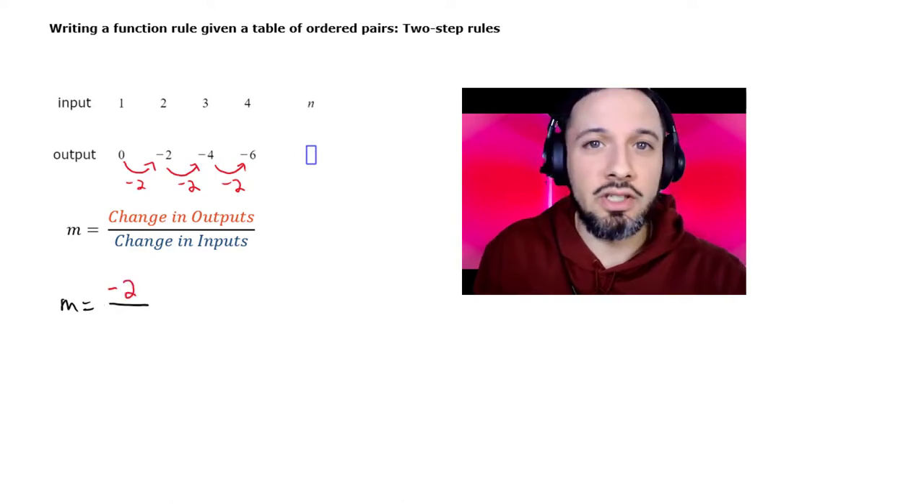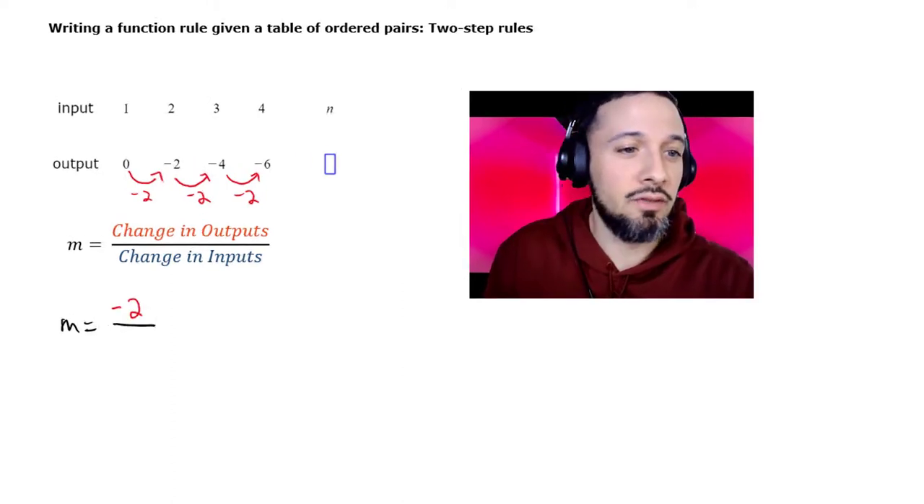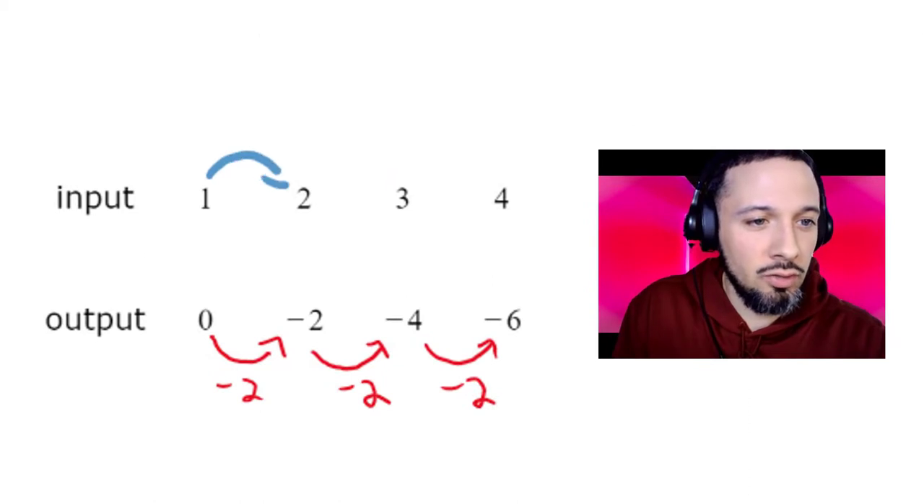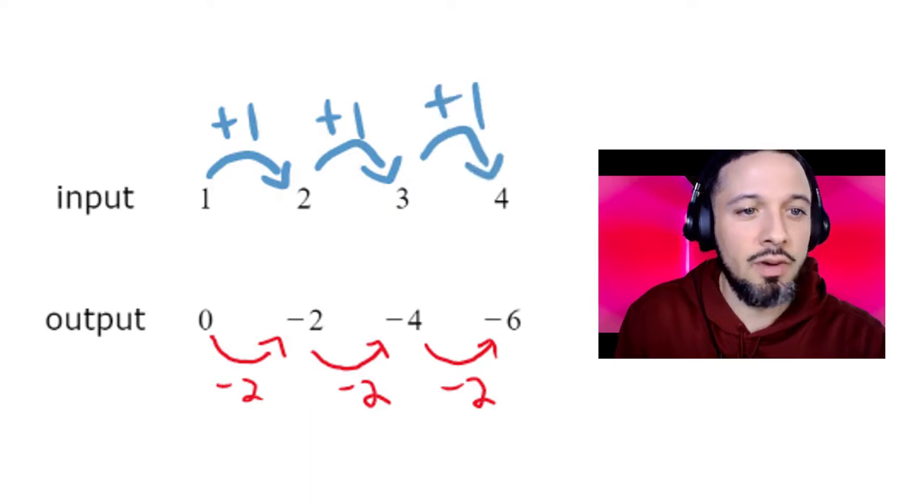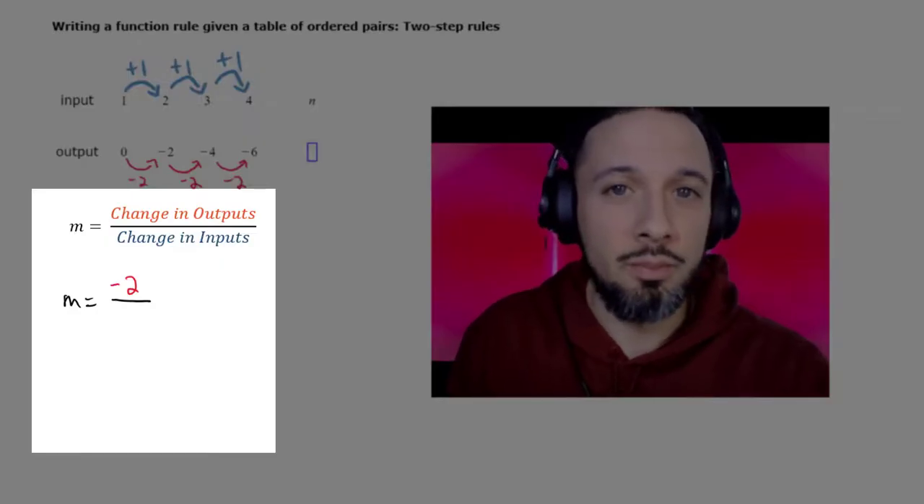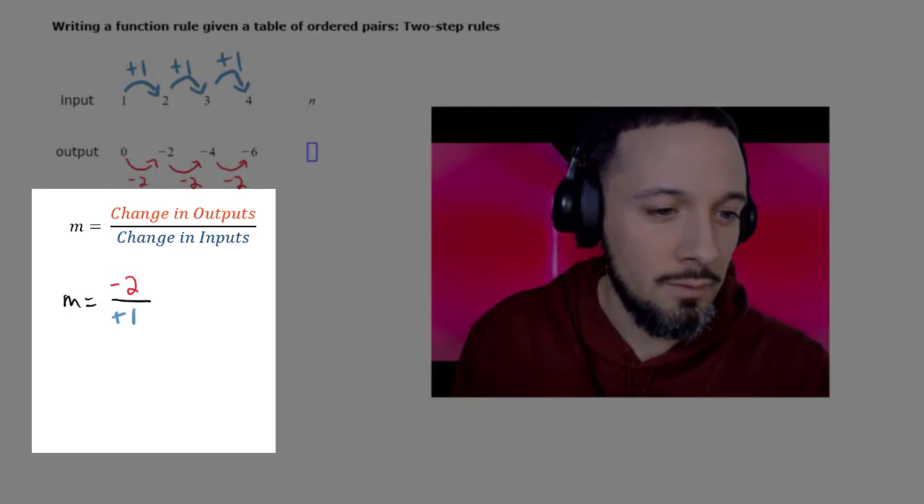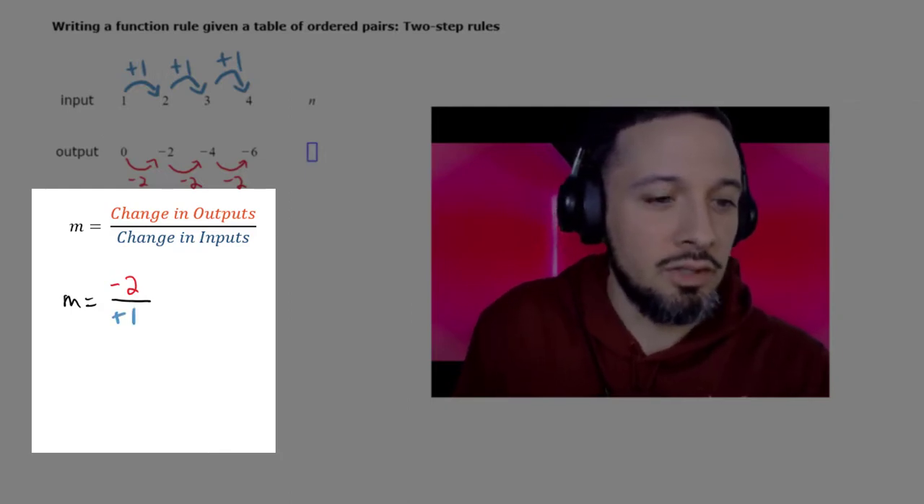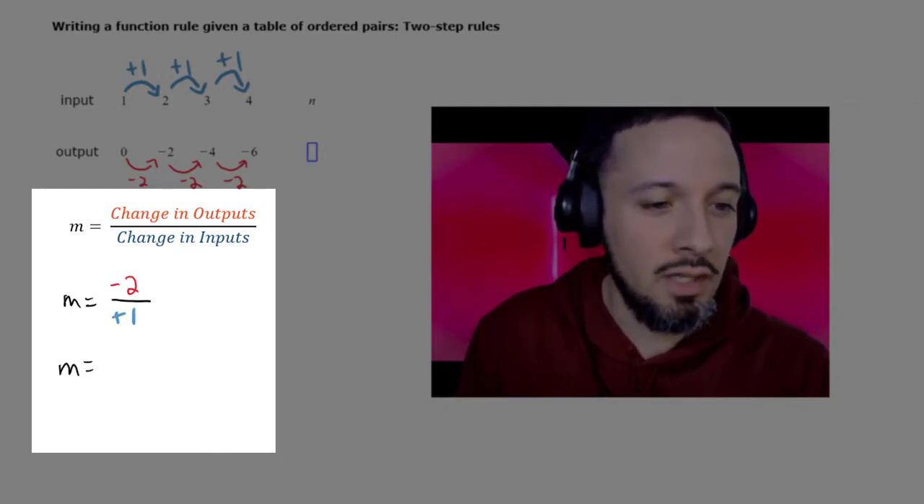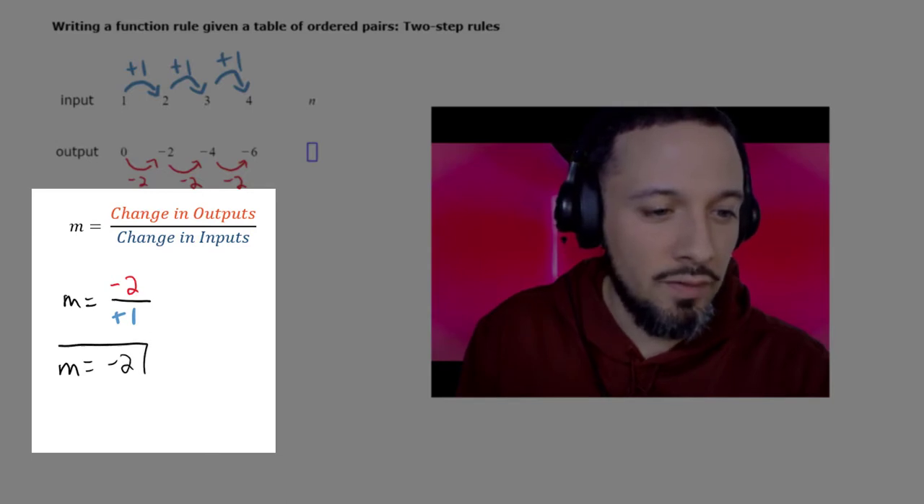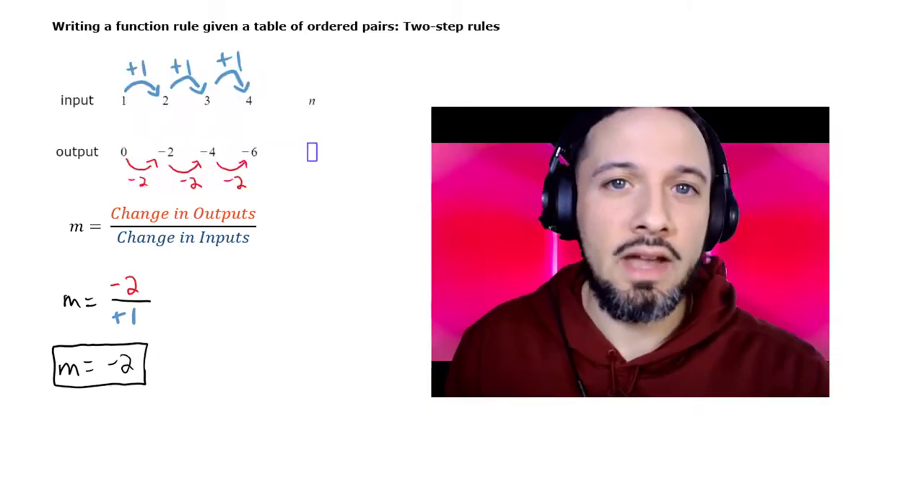And now I need the change in inputs. And to get that, we do the same exact thing for the inputs. So from 1 to 2, I can see it increased by 1. From 2 to 3, it increased by 1. And from 3 to 4, that also increased by 1. Therefore, my change in inputs is +1. And the last step is to just simplify. So my value for m is going to be -2 when I divide that out. And now we have the value of m.